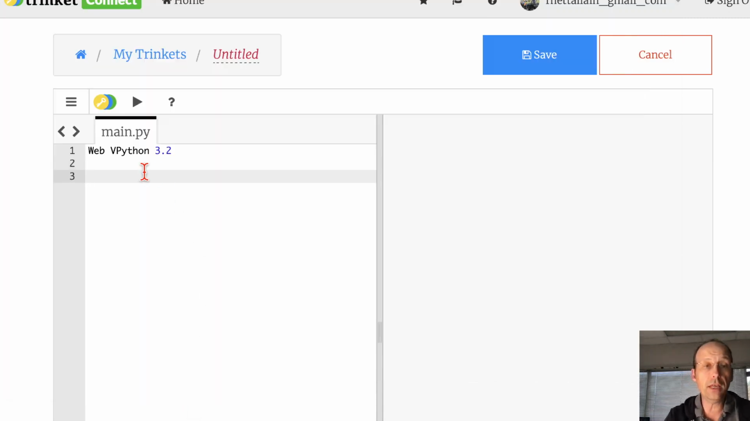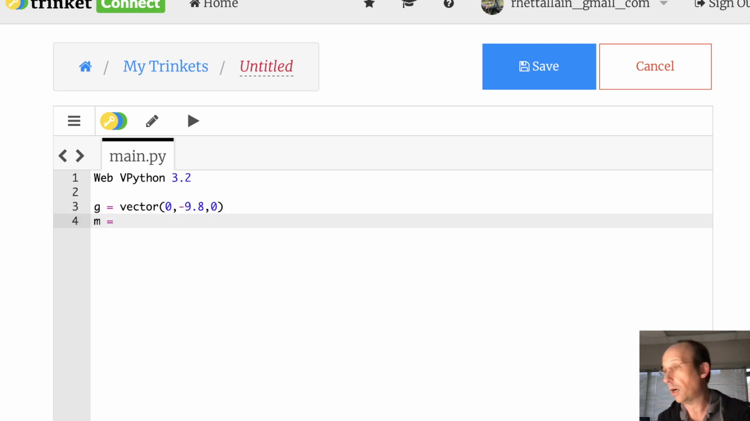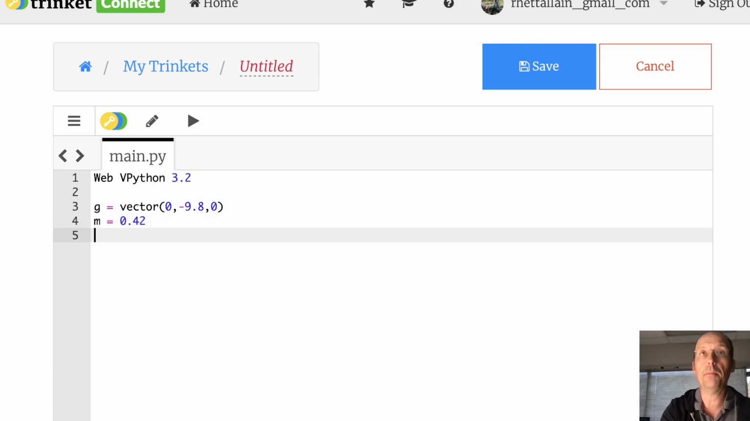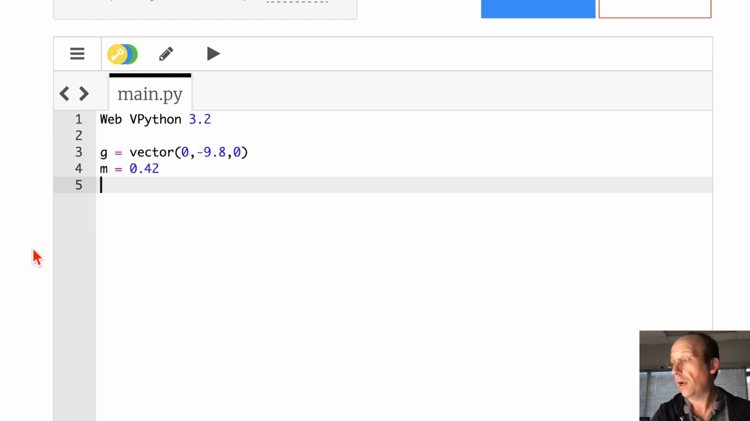Okay, so I'm just going to enter some parameters here, some constants that we're going to need. Let's start off with G equals vector 0, negative 9.8, 0. The mass of the ball, I looked that up. I wrote it down, 0.42 kilograms. I'm not going to put my units or anything like that because I got a lot to do. And then I have the drag coefficient. I said 0.5. Up here I have 0.05. I'm sorry. So that's C is 0.05.